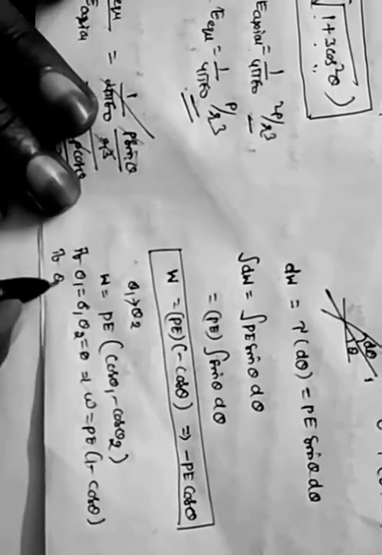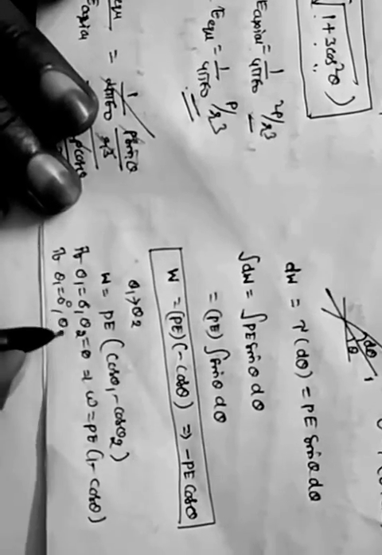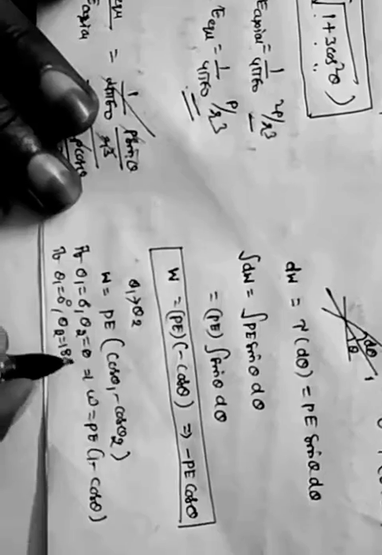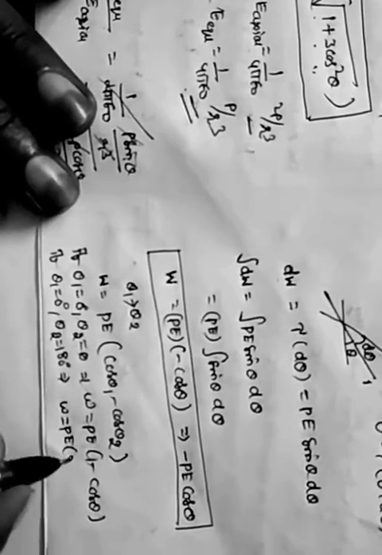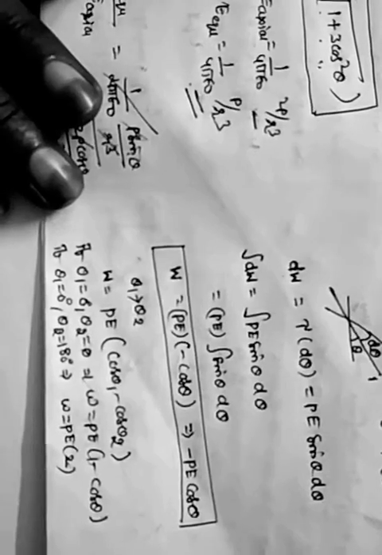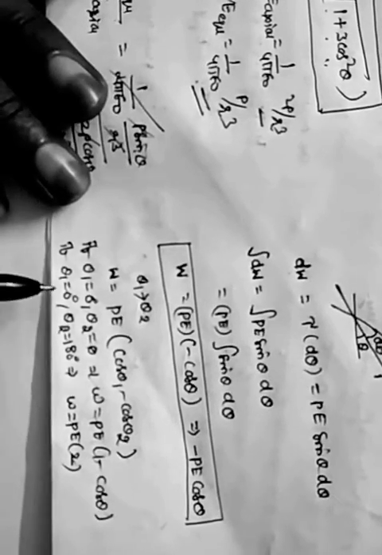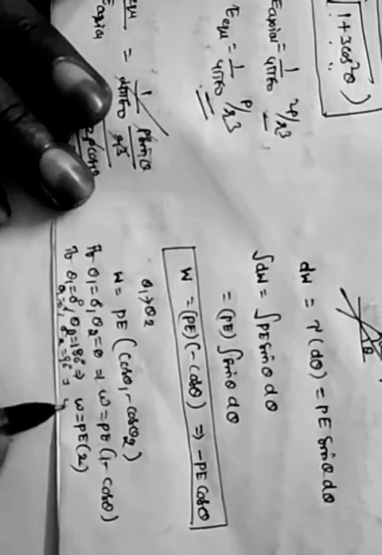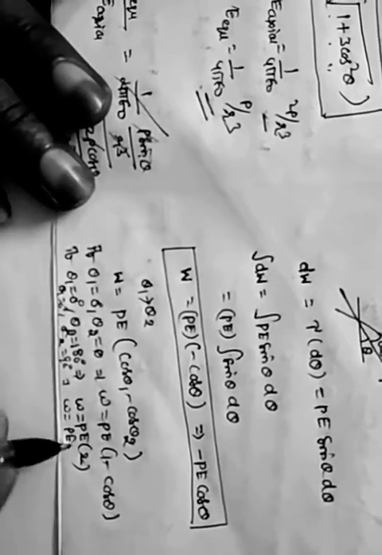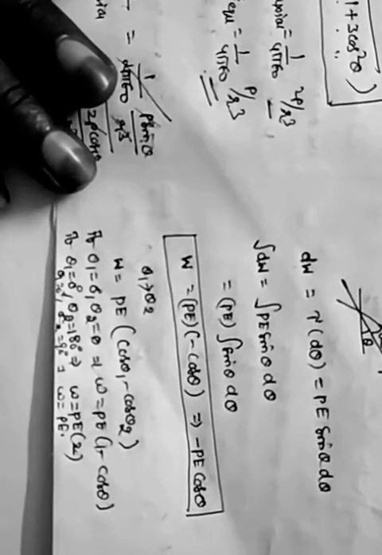If theta 1 equals 0 and theta 2 is equal to 180, then W is equal to PE into 2, that is 2PE. If theta 1 is 0 and theta 2 is 90, then you will get only PE. That is about the work done.